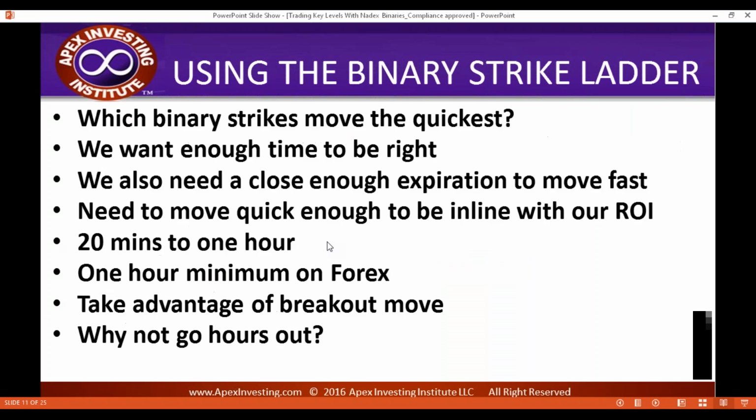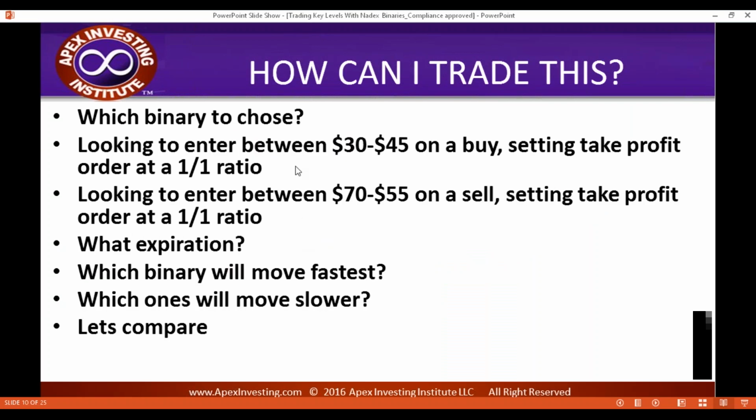And I want to show you why. So in this type of trade setup, I'm normally looking to go like a 1-to-1 risk reward ratio. Okay. So like on the buy side, I'm going to look to buy anywhere from like $30 to $45 and then immediately set a take profit order for a 1-to-1. What does that mean? Well, if I bought at 40 bucks, I'm going to buy it for 40 bucks, immediately place a take profit order at 80 bucks to double my money.